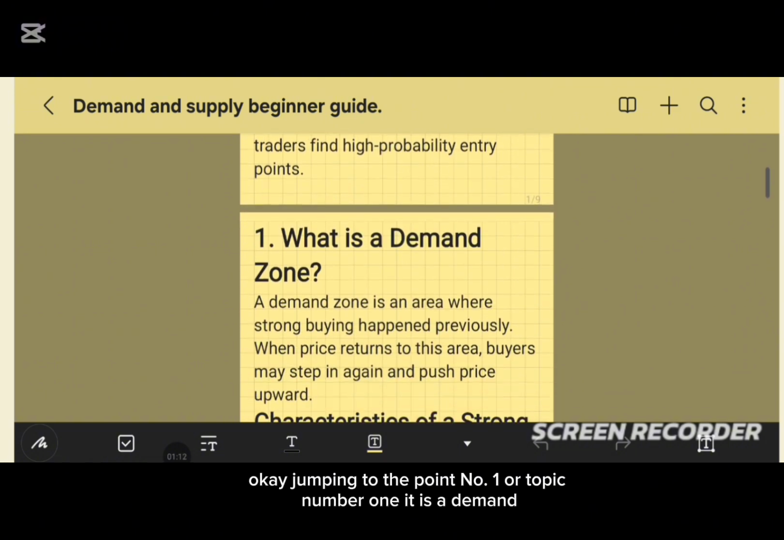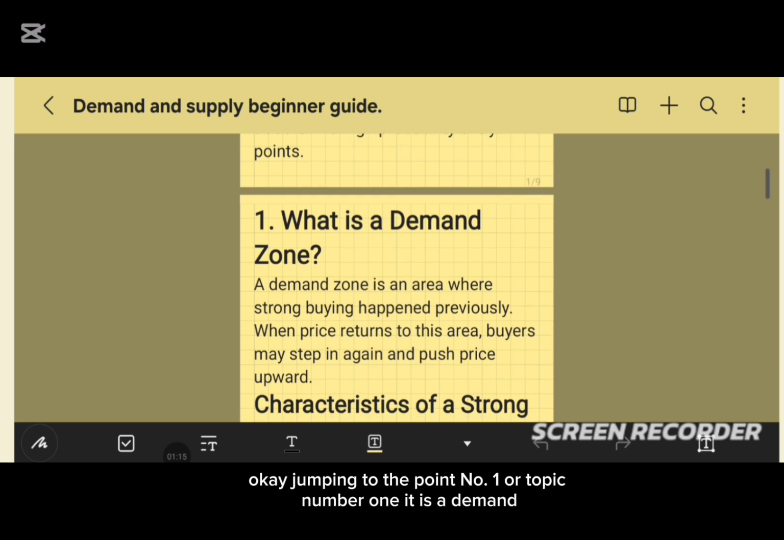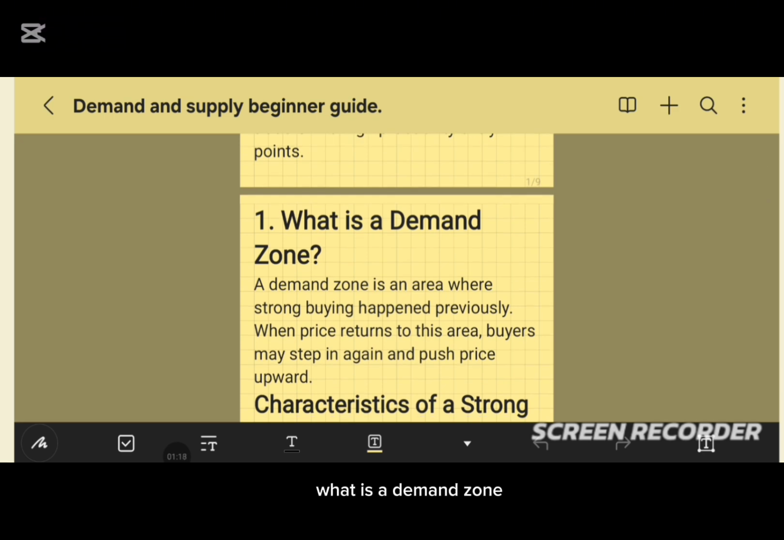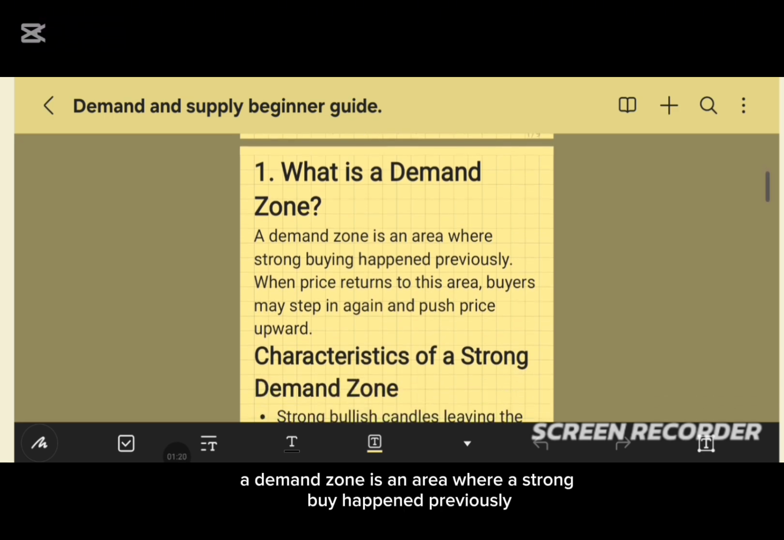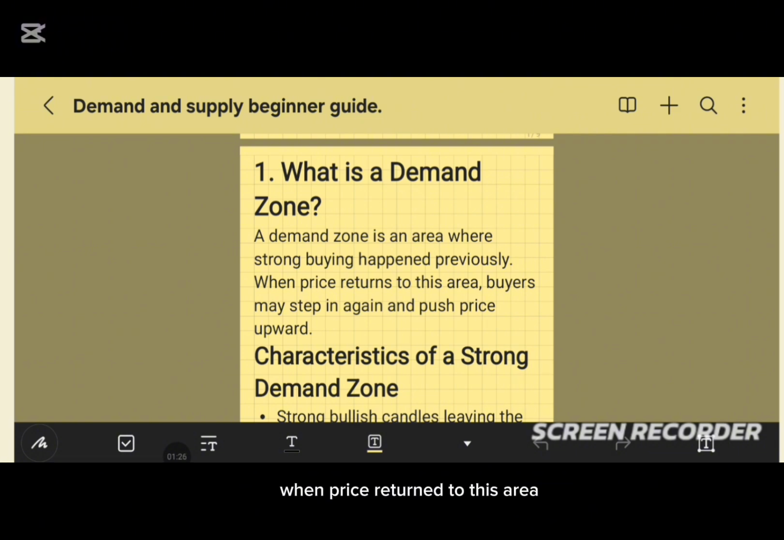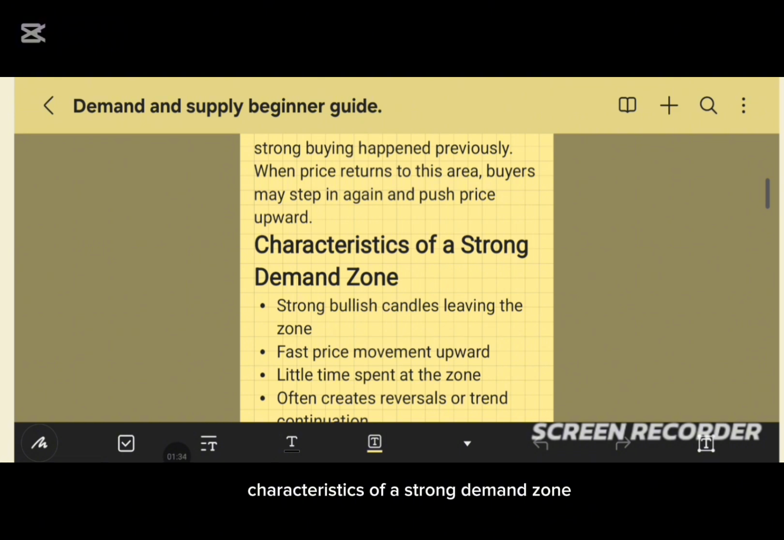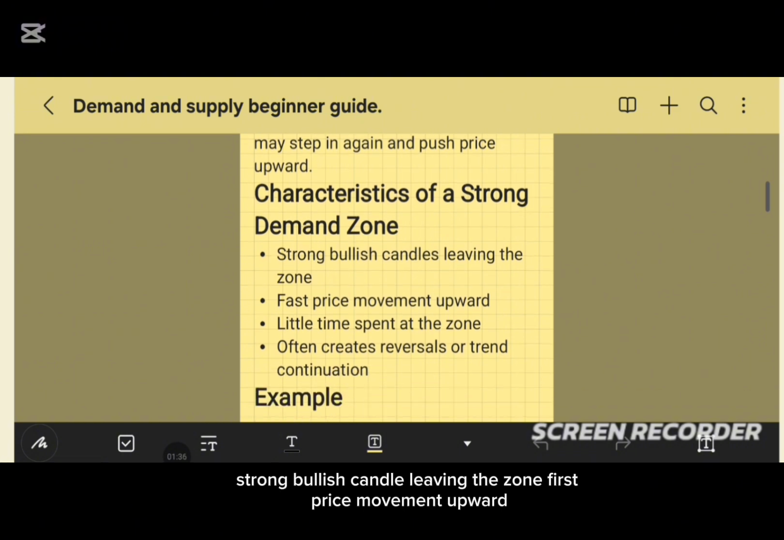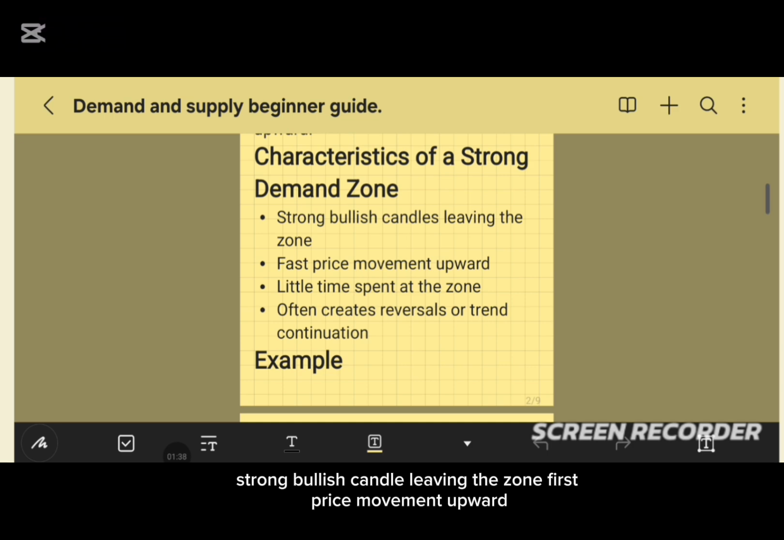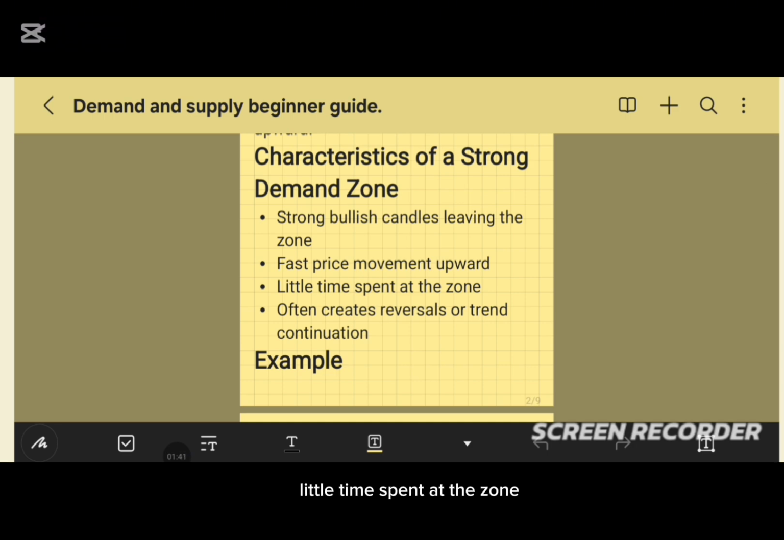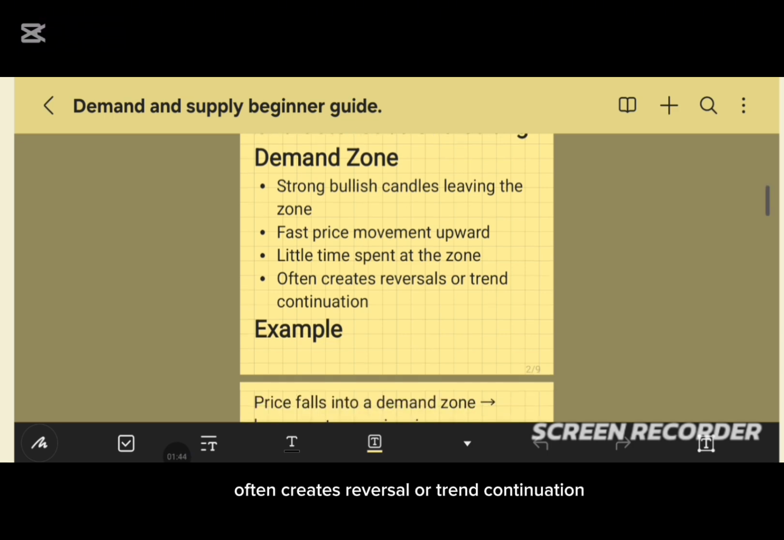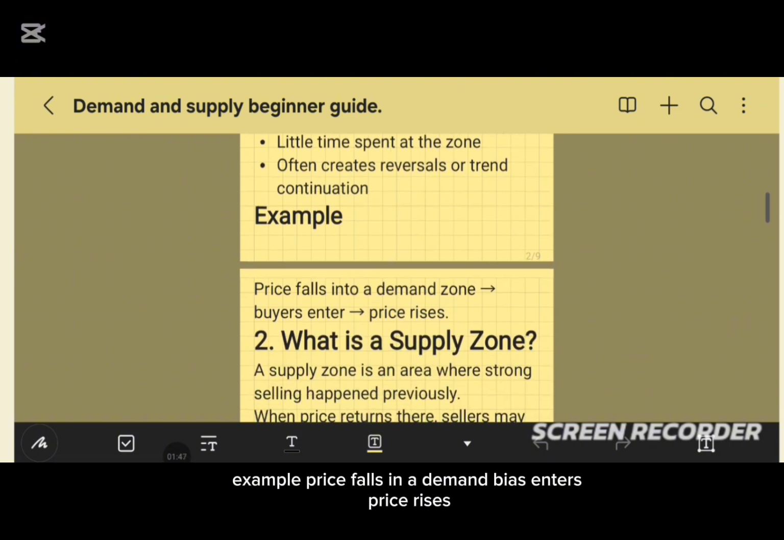Okay, jumping to topic number one: what is a demand zone? A demand zone is an area where strong buying happened previously. When price returns to this area, buyers may step in again and push the price towards the upside. Characteristics of a strong demand zone: a strong bullish candle leaving the zone, fast price movement upward, little time spent at the zone, and it often creates a reversal or trend continuation. Example: price falls into demand, buyers enter, price rises.